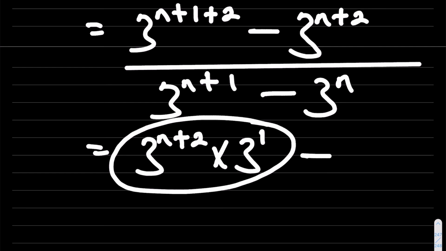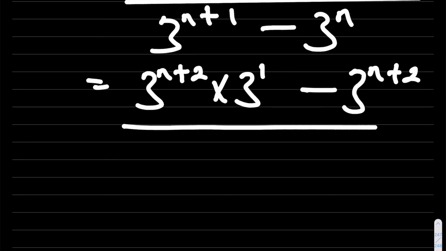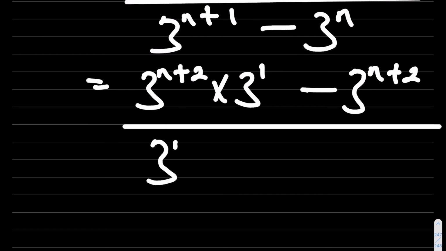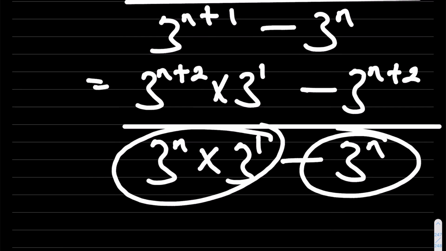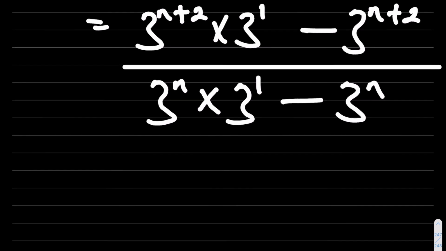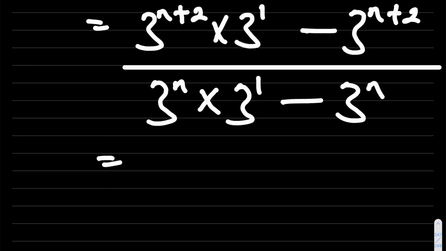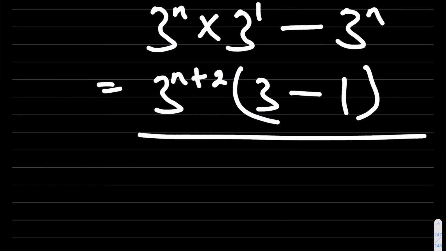Yes, so minus 3 raised to power n plus 2 all over 3 raised to power n plus 1 is the same as 3 raised to power n times 3 raised to power 1 minus 3 raised to power n. Now you can say that there's a common term between these two terms. Now that simply means 3 raised to power, if I factor out 3 raised to power n plus 2 from the two terms at the numerator, I'm going to get 3 raised to power n plus 2 into bracket 3 minus 1 all over.